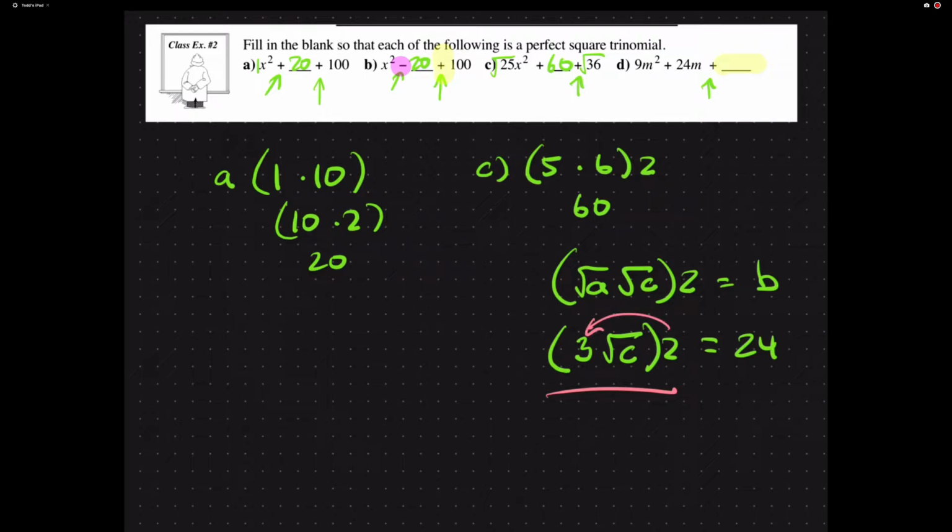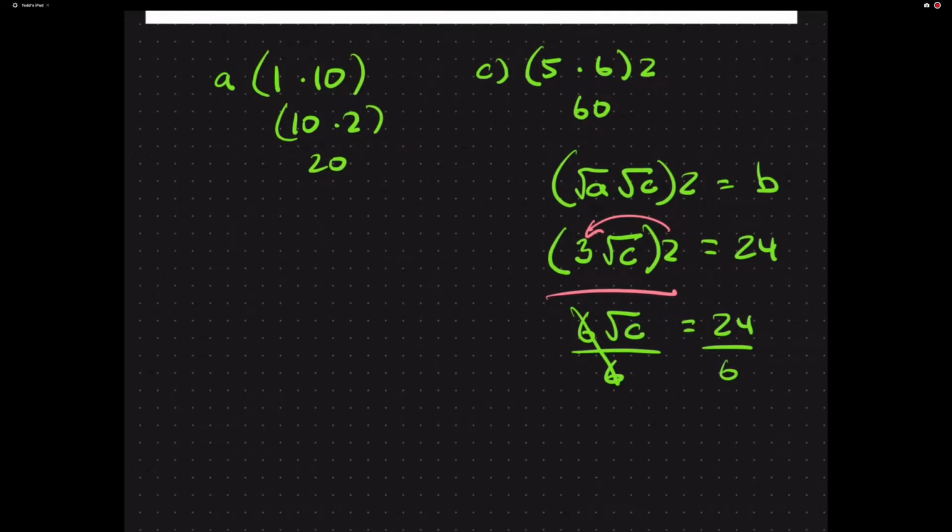Now on this section right here, I can do a little bit of math and multiply. This is 3 times root C in the middle times 2. So I can simplify that to 6 root C. And we still make that equal to 24. Now to separate the 6 from the root C, I'm just going to divide by 6. Divide by 6. That will cancel the 6's on that side, leaving root C equals 24 divided by 6, which is 4.